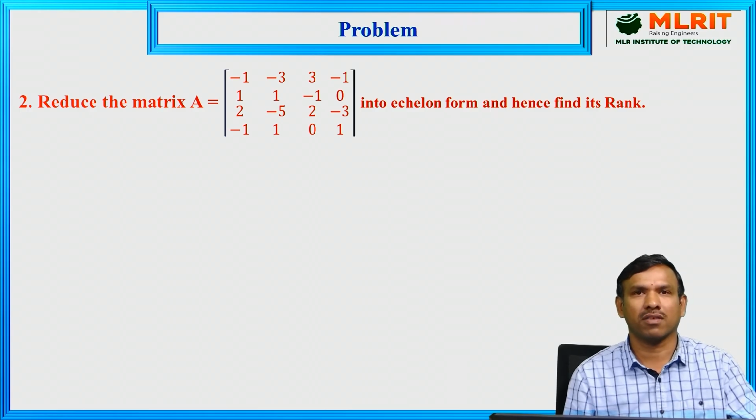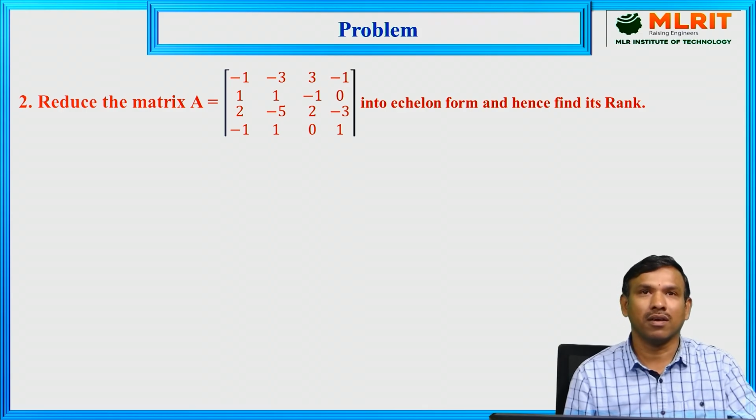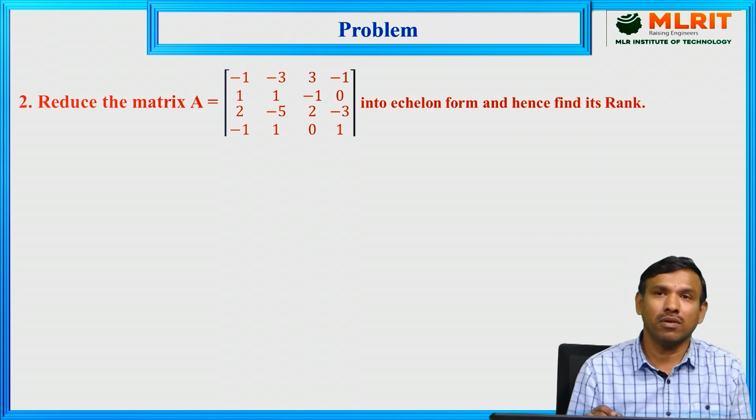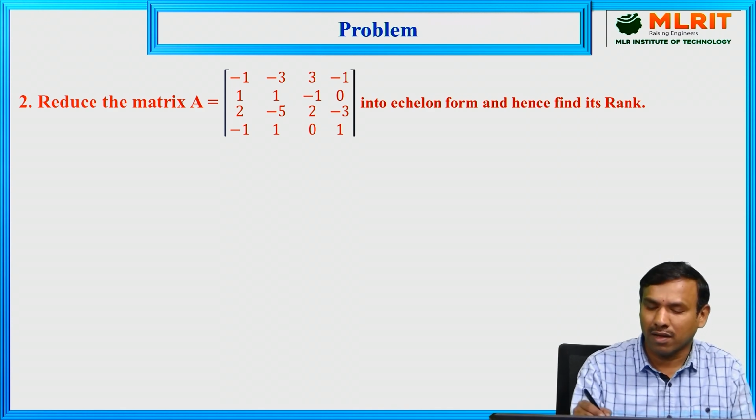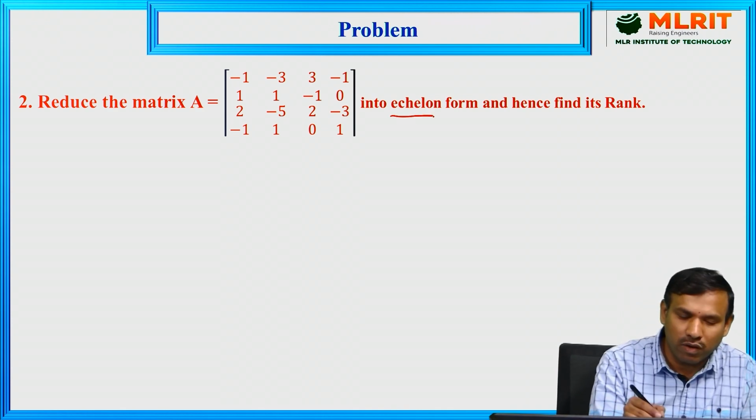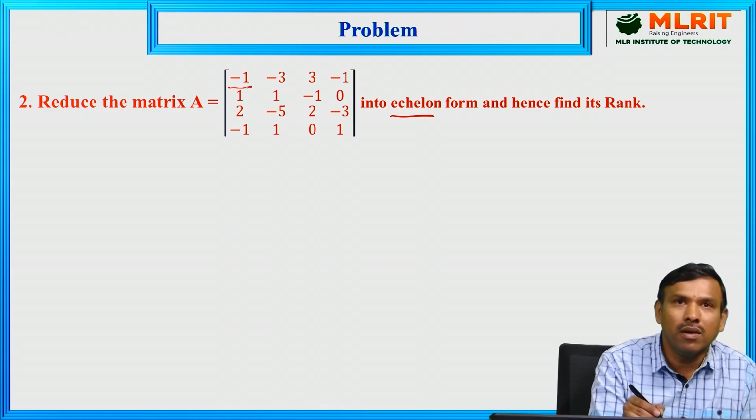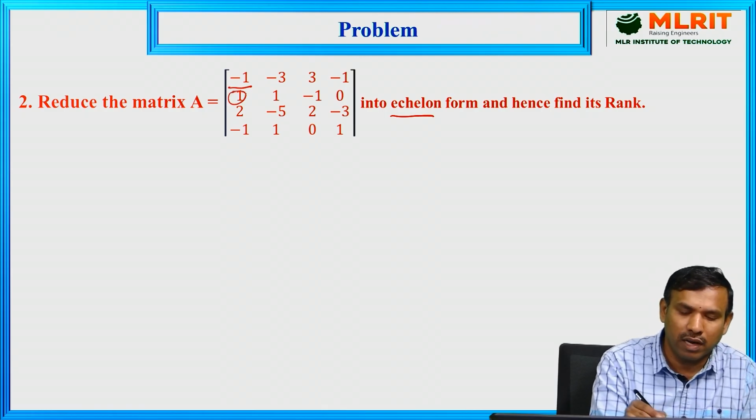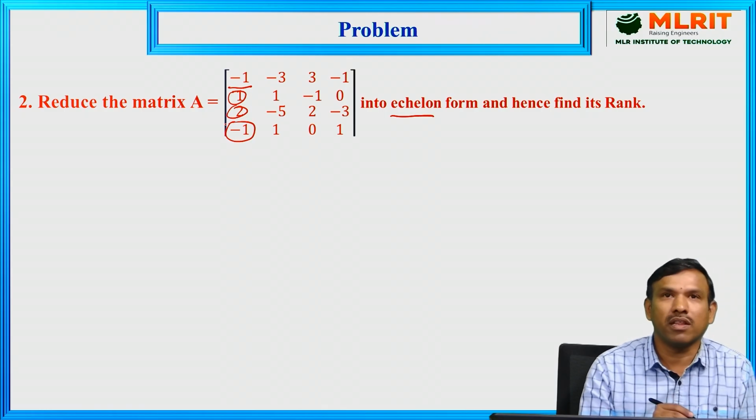Reduce the given matrix to echelon form, hence find its rank. Same pattern. Again, a 4 by 4 matrix is given, and to find the rank, the maximum rank can be 4. So let me check how much the rank will be by reducing to echelon form. Here, using pivoting element R1, make the R2 element 0, R3 element 0, R4 element 0 below it. That is the process.